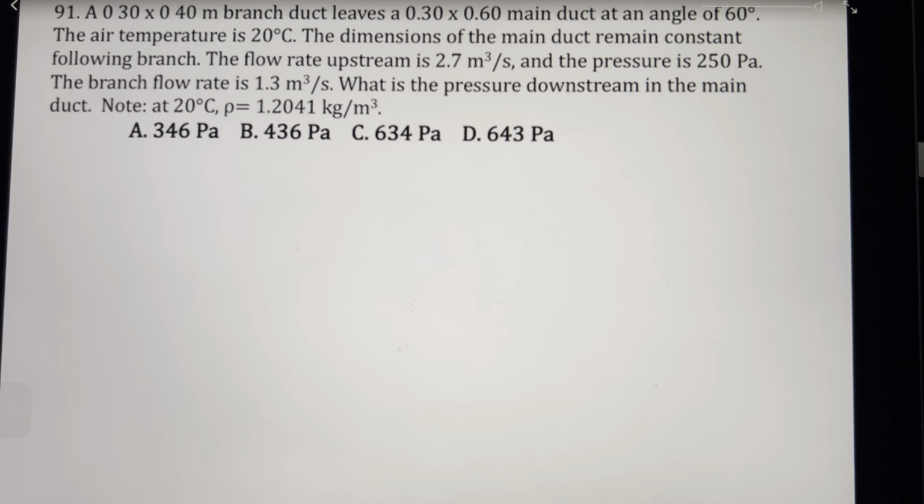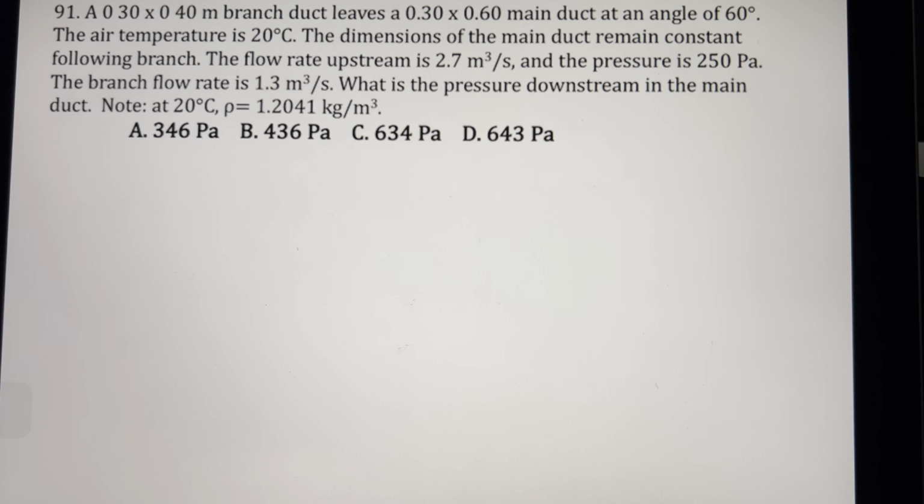A 0.40 meter branch duct leaves a 0.30 by 0.60 main duct at an angle of 60 degrees. The air temperature is 20 degrees Celsius. The dimensions of the main duct remain constant following the branch. The flow rate upstream is 2.7 cubic meter per second and the pressure is 250 Pascal. The branch flow rate is 1.3 cubic meter per second.